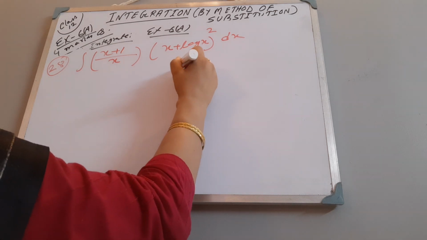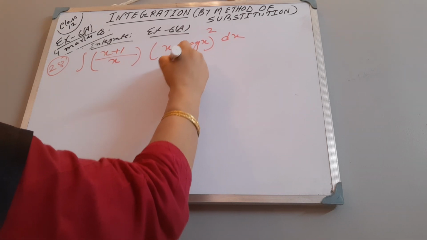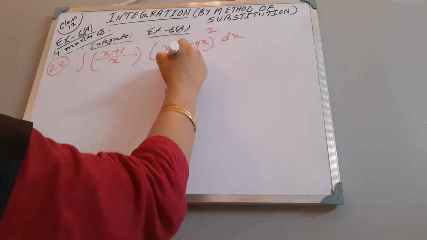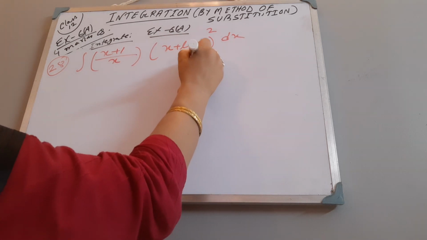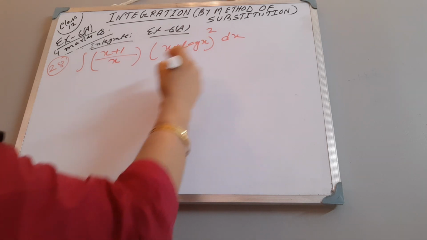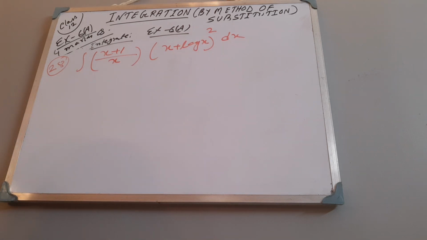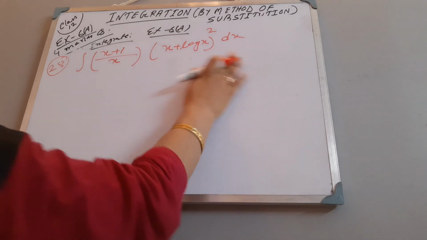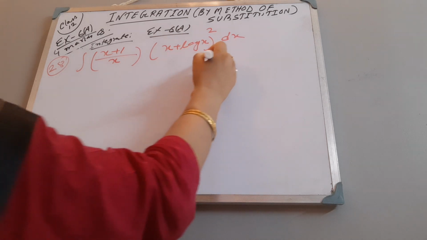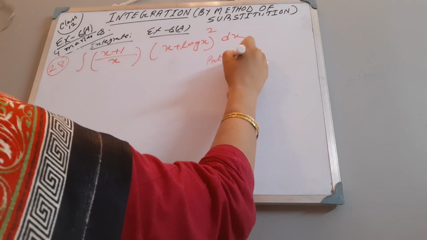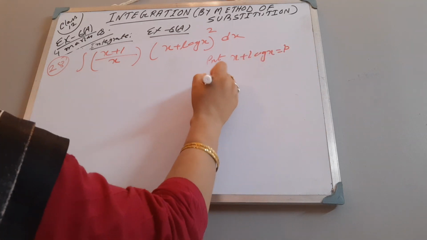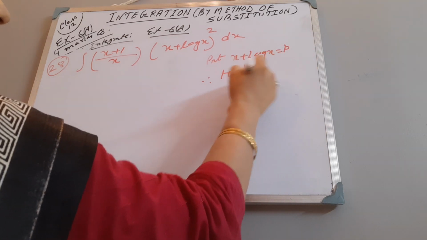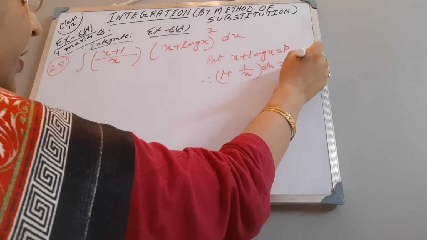Okay, now put x plus log x is equal to p. Therefore, (1 plus 1 by x) dx is equal to dp.